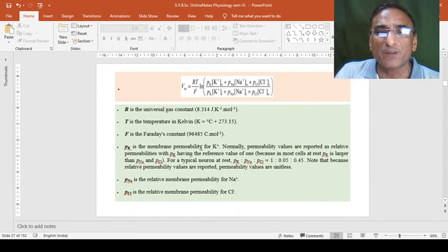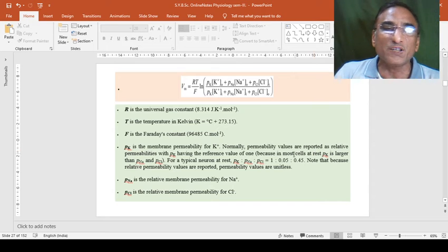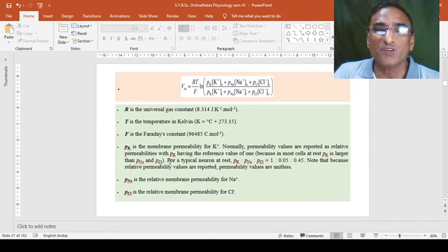The membrane which is permeable for these ions is generally Pk. Normally the permeability values are reported as relative permeabilities, with Pk the constant and relative constant, as we call it in physiology. The same thing is here, the permeability and relative permeability, Pk having the reference value of 1.